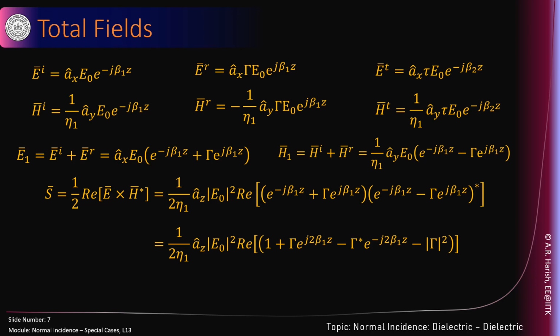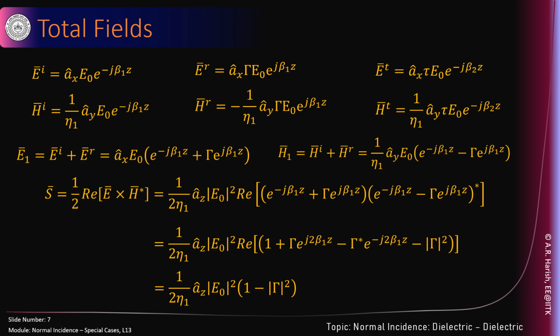That is, A minus A star is always purely imaginary. A plus A star is purely real, A minus A star is purely imaginary. Therefore, the real part of this will be nothing but Az cap E naught square times 1 minus mod gamma square. Hey, this is very interesting.